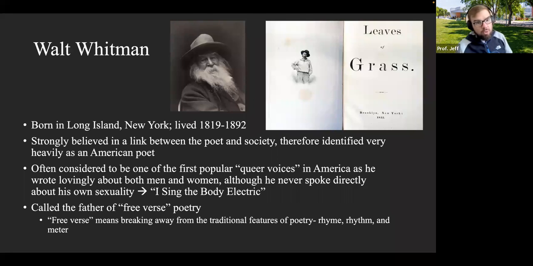But as I say here, Walt Whitman was born in New York, Long Island, in 1819. So not very long after the Declaration of Independence, the United States fights the war against Great Britain, achieves independence, is its own country. Now it's been a few decades after that, and this national identity of a country that is free and its own thing for the first time really starts to develop. And as I say here in the second slide, he strongly believed in a link between the poet and their society, their country, and therefore he very strongly identified himself as an American poet.